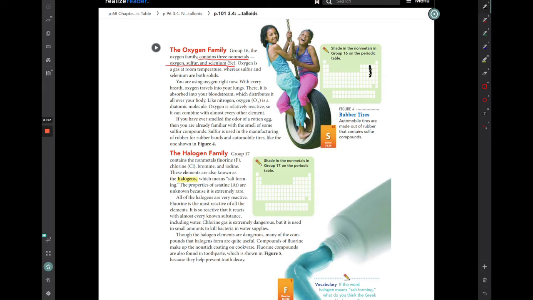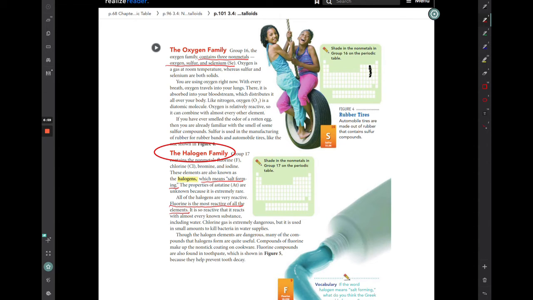The next to the last group, or the next to the last family, is what we call the halogens. The halogens, which means salt forming, is a very reactive group of elements that combine with other elements to form lots of different compounds. One of the most reactive would be fluorine. So fluorine is the most reactive of all the elements. So reactive that it actually reacts with almost every other known substance, including water.